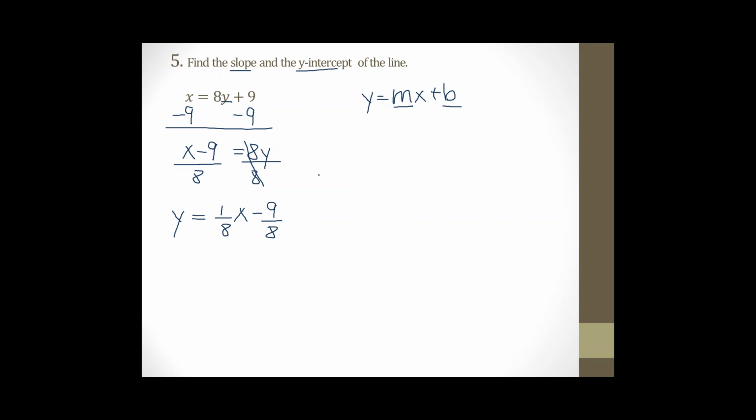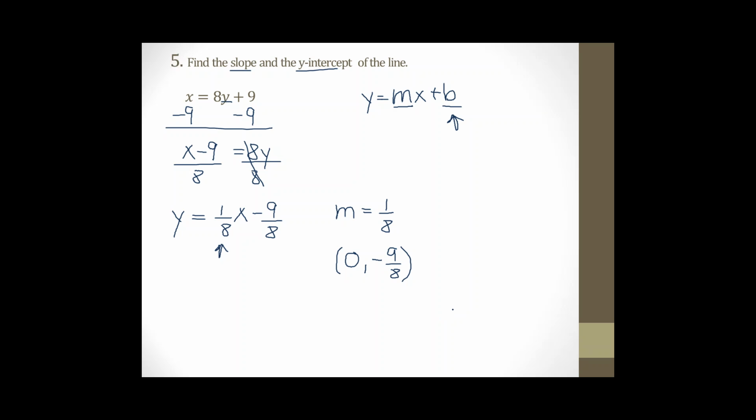Okay, so now my slope-intercept form tells me that the number in front of the x is my slope. So m equals 1/8 right here. And then my y-intercept would be a point. I know my y-intercept always has the x value 0, and then my y value would be the b. So that is the very last number, -9 over 8. I found my slope and my y-intercept, and I am done.